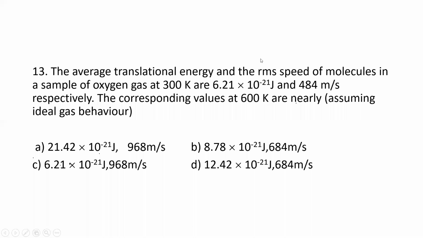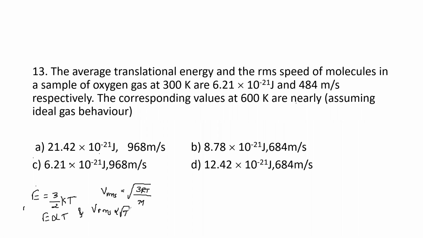So we can take the ratio of the equations here. We know that energy is equal to 3/2 kT. Vrms can be written as Vrms equal to the square root of 3RT divided by M. By this equation, we can see that E is directly proportional to temperature. And by the Vrms equation, we can see that Vrms is directly proportional to the square root of temperature.